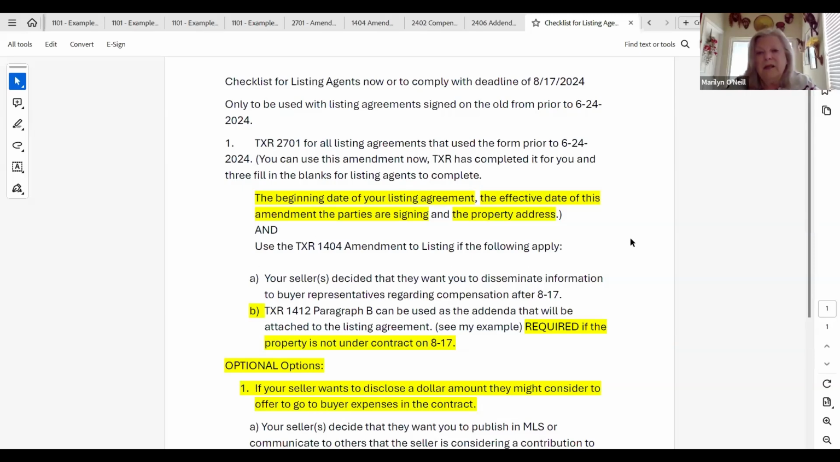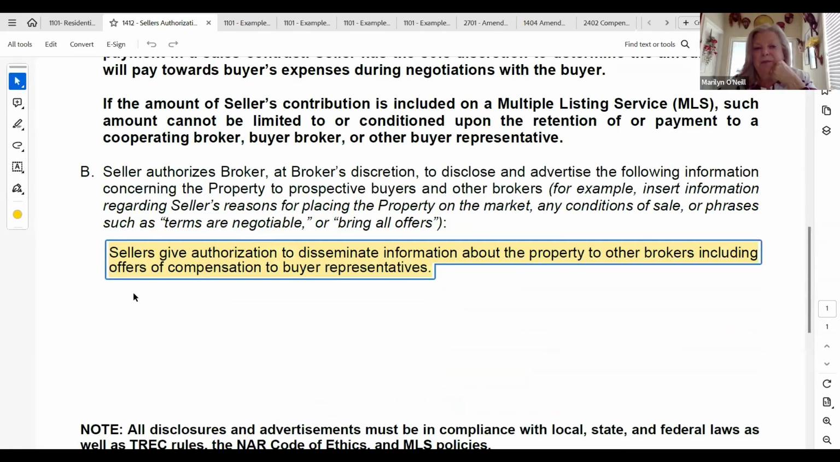So there could be an instance where you'll use the 2701, which Texas Realtors created for you, and then an amendment to the listing giving you permission to disseminate information regarding buyer brokerage compensation. I'm going to show you the 1412 again, because what I did is I added the 1412 example in the authorization in B. What's highlighted here in yellow, this is what the sellers are giving you permission to disseminate the information. When it goes away in MLS, you would have to have this authorization. Otherwise, you couldn't communicate that to a buyer agent representative.